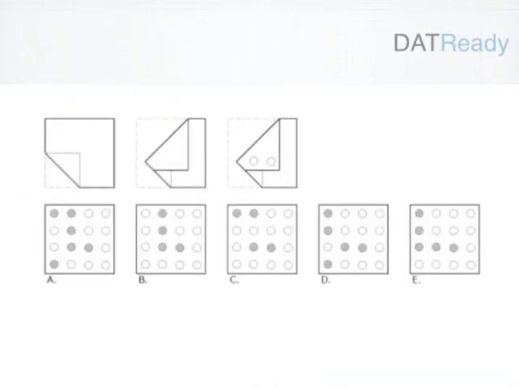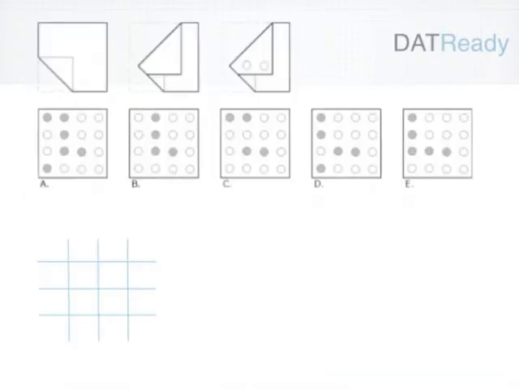Let's go through this question. Again, using the 4x4 grid, we are able to answer this question very easily. So first, let's map where these holes would be. So these holes would be here and here. Now I have my set of holes.